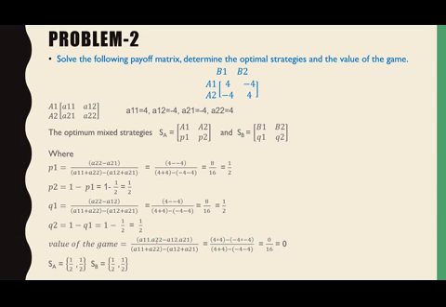So A11 into A22 minus A12 into A21 divided by A11 plus A22 minus A21 plus A12 is 4 into 4 minus of minus 4 into minus 4 divided by 4 plus 4 minus minus 4 minus 4. So this will be 4 into 4, 16, minus minus 4 into minus 4 is also 16. 16 minus 16 will be 0. So the numerator is 0, the denominator is 16. So 0 by 16 is 0. So the value of the game will remain 0.